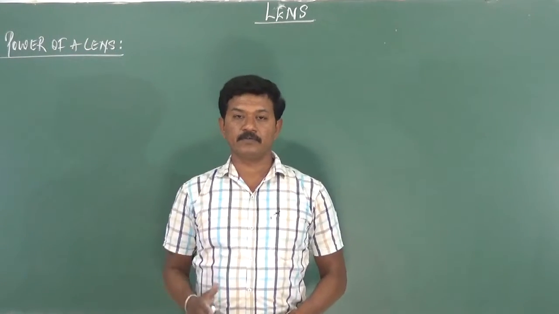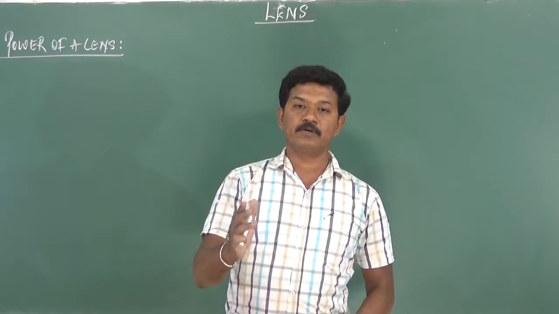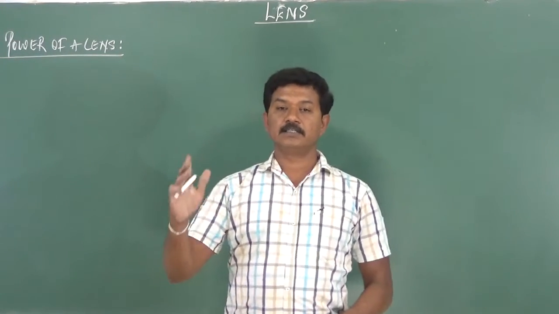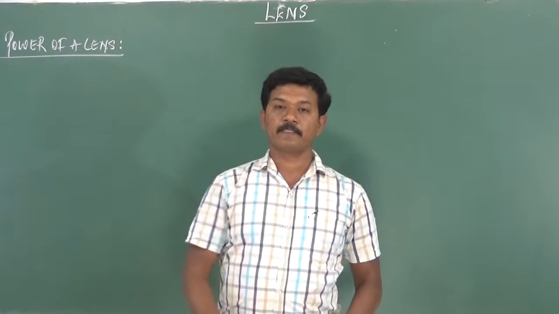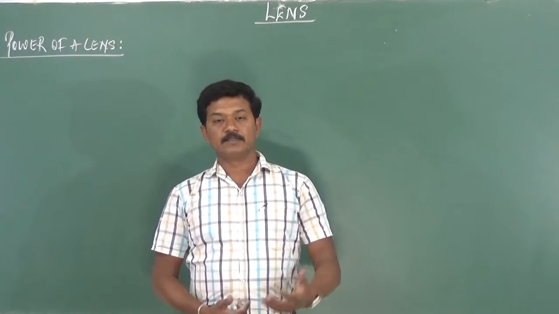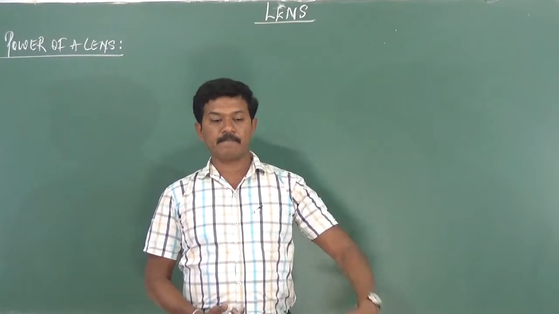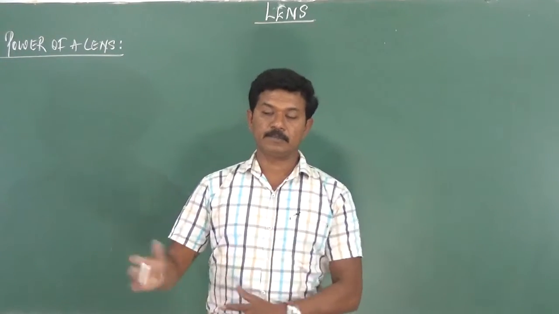Magnification of a lens is defined as the ratio between the height or size of the image to the height or size of the object. That is called magnification of a lens. So magnification is defined as m is equal to h dash by h. That's the mathematical form.